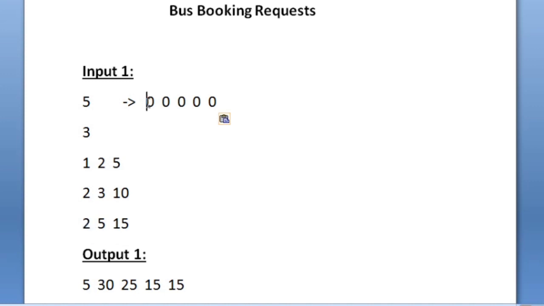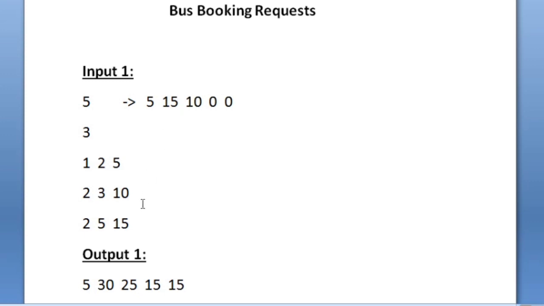So let us update it in our array. First, 5 tickets are booked for buses from 1 to 2. So 1 and 2 both will become 5 and 5. Now in the first 2 buses 5 tickets are booked, and in the remaining buses 0 tickets are booked. And now the second request, 10 tickets for the buses from 2 to 3. So this is 2 and this is 3. So this will become 10, and 10 plus 5 is 15.